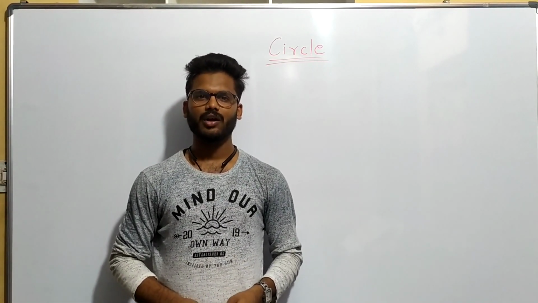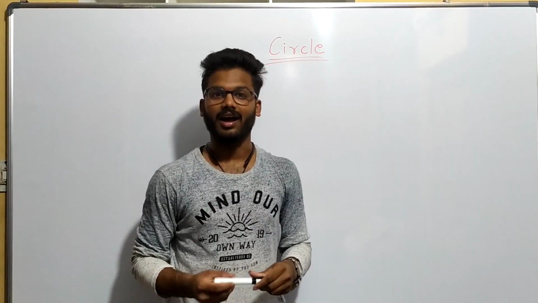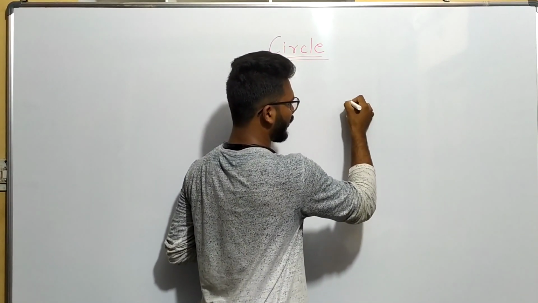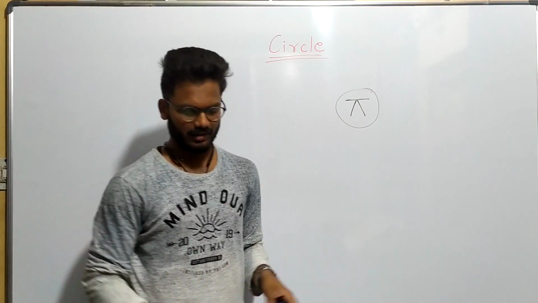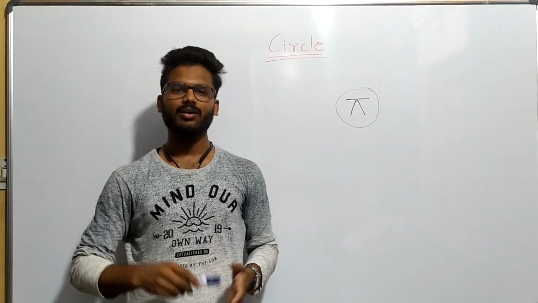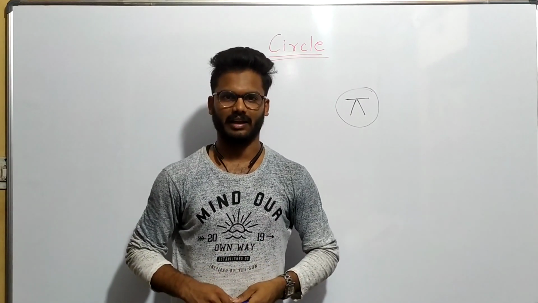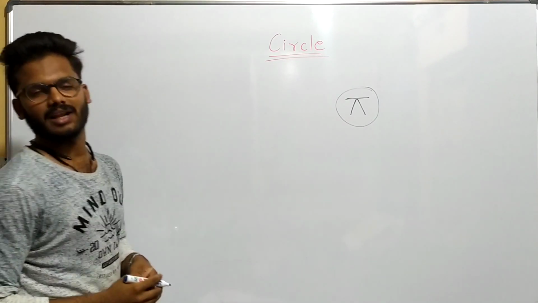In this video, you are going to know what is a circle and mainly what is pi and how we got this pi. Okay? And finally, how to derive formulas for area of circle and circumference of the circle. Moving on to first topic, what is a circle?